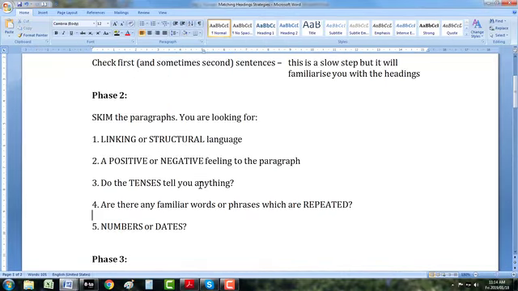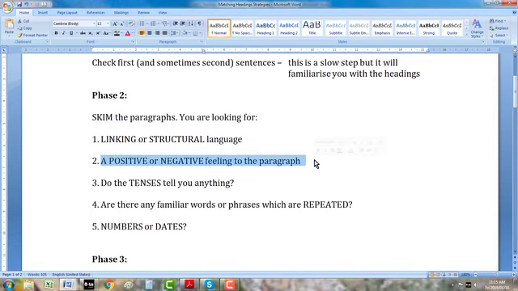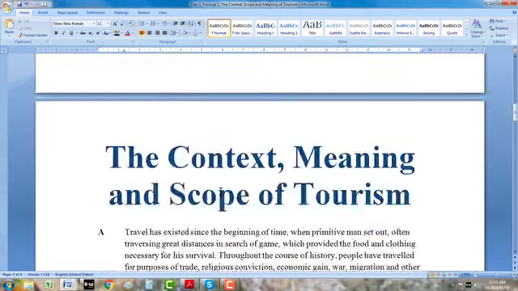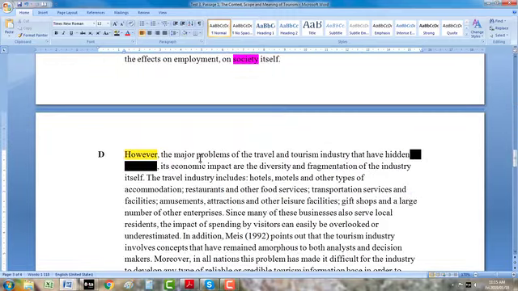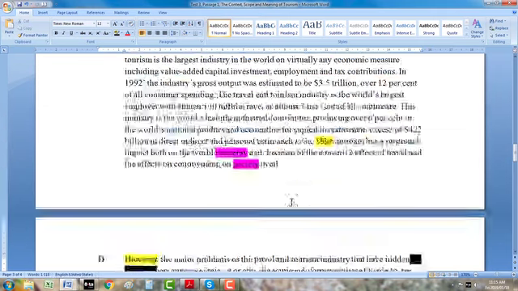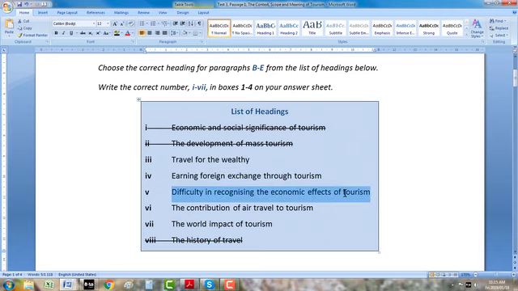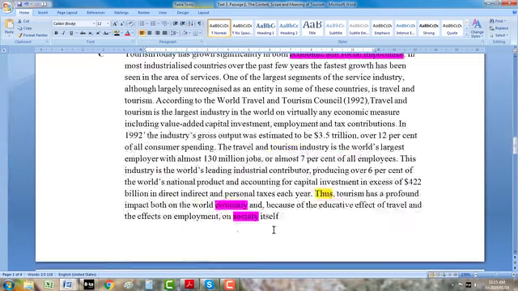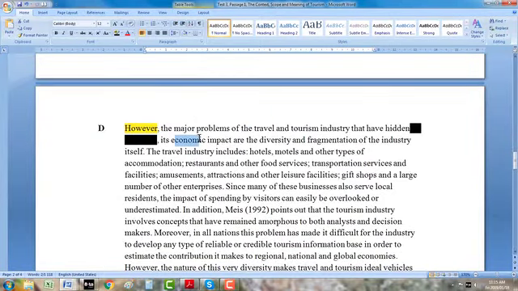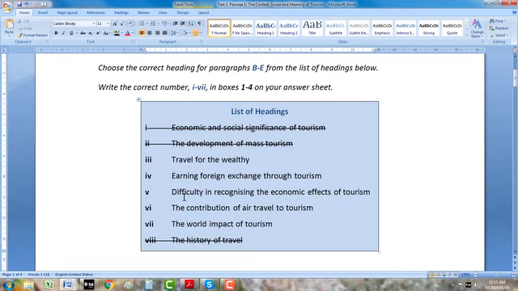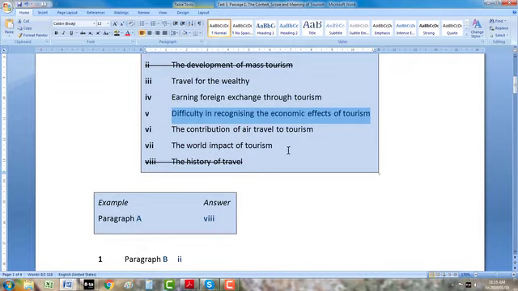Now remember, in our phase 2, we also want to look for positive and negative. So does that sentence have a positive feeling or a negative feeling? This sentence definitely has a negative feeling because they're talking about problems, all right? So it's the problems which have hidden the economic impact, and those are the two problems, diversity and fragmentation. Travel for the wealthy, foreign exchange, difficulty, economic effects, definitely. So there's our negative thing, problems, difficulties, economic effects. Where are we? Economic impact, and hidden or to be recognized. World impact, no. Air travel, no. So even that one from the first sentence, I would be tempted to do it.